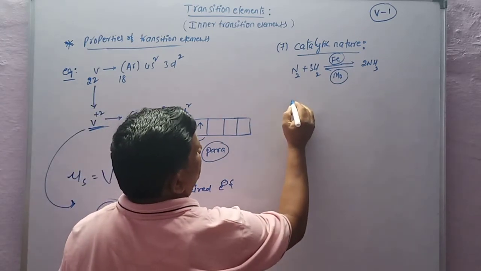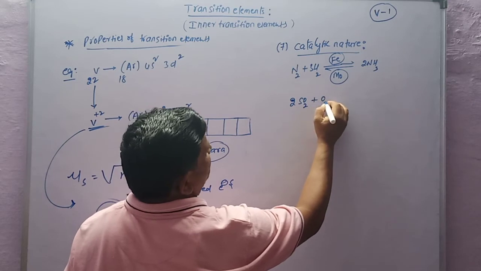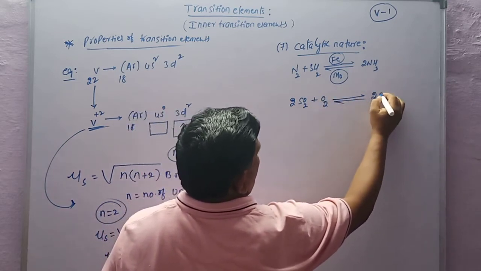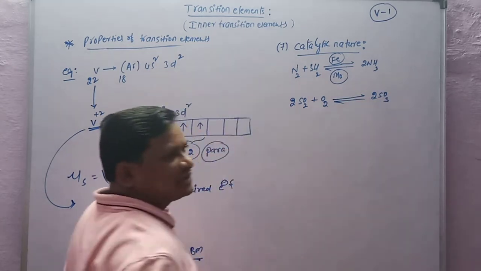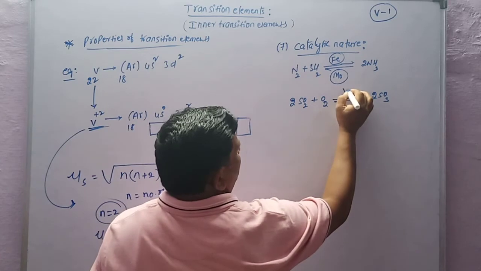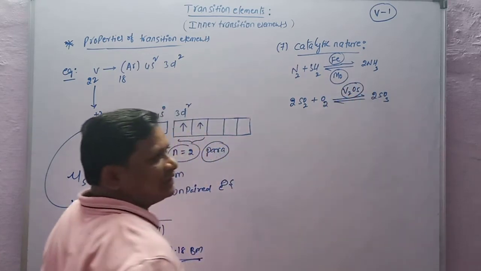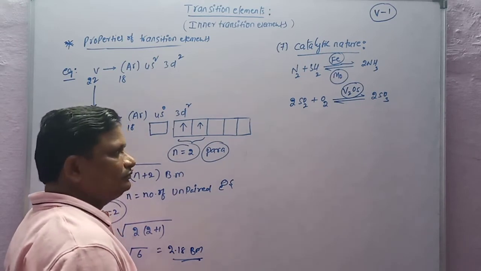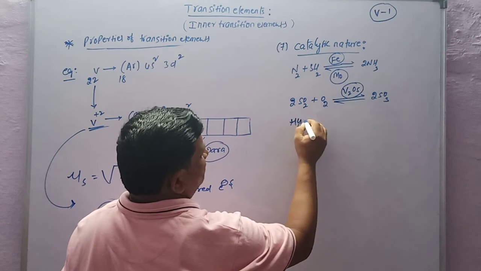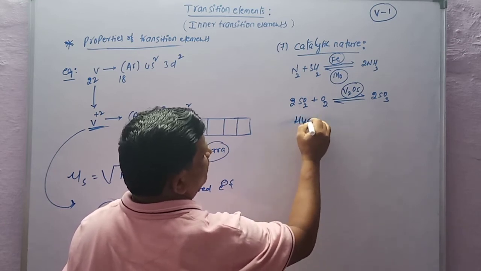Now for example, the manufacture of sulfur trioxide: SO2 plus O2 in equilibrium with 2SO3. This is the manufacture of sulfur trioxide by the contact process. In this process V2O5, vanadium pentoxide, acts as a catalyst. The next one is hydrogenation of oils.